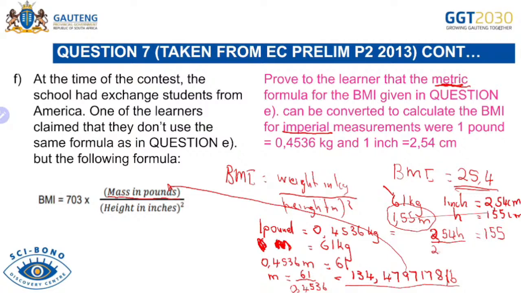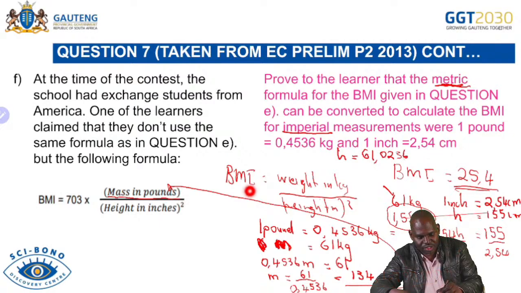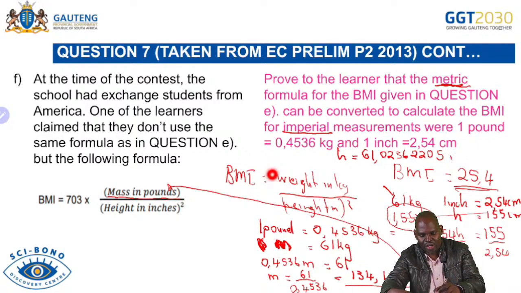Then we divide by 2.54. Okay, then we say 155 divided by 2.54. So this will give me 61. Okay, so the height, I'm sorry about the mess there, the height will now be 61.02362205. Remember, it is now in inches.